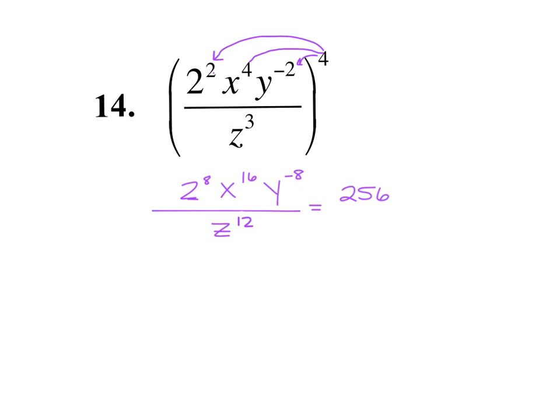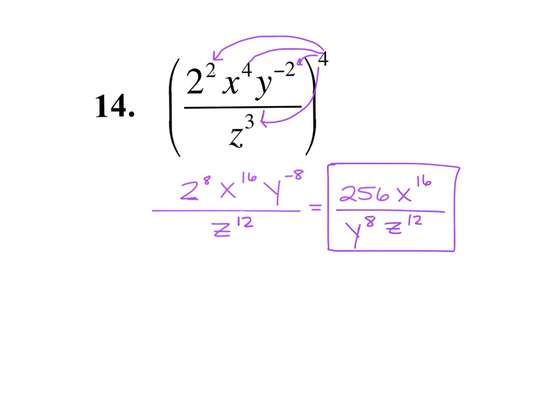My bad. You've got to distribute this here. What else needs to change here? The negative 8. You just got to get that negative out of there. So that's going to go x to the 16th on top, but then the y to the negative 8 is going to be y to the positive 8 on bottom, and z to the 12th is going to stay on bottom because that's positive, and that would be your answer.